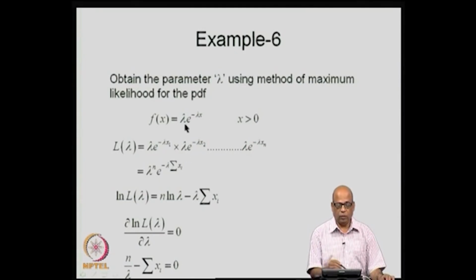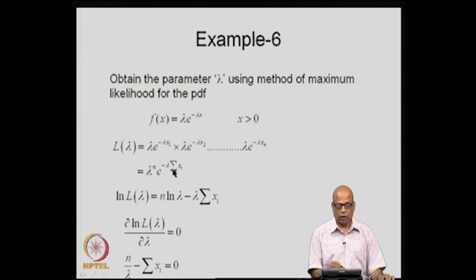So, essentially what we do is we formulate the likelihood function by putting x is equal to x 1 into f of x, into f of x 2, which is by putting x is equal to x 2, and so on. So, this is the product lambda e to the power minus lambda x 1, lambda e to the power minus lambda x 2 and so on, which is written as lambda to the power n, because you are multiplying it n times, e to the power minus lambda sigma x i, because this will be e to the power minus lambda into bracket x 1 plus x 2 plus x 3 etcetera inside bracket.